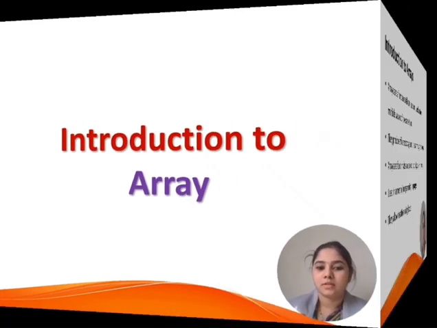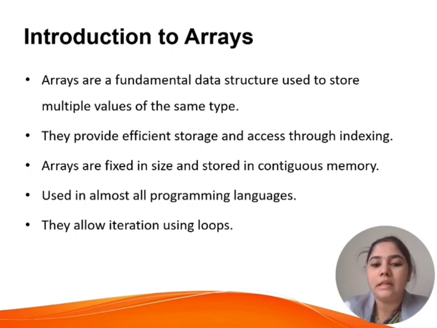So what is an array? An array is a fundamental data structure which is used to store multiple values of the same data type. An array is also a derived data type used to store multiple values, but all the values have to belong to the same data type. Either it could be integer, float, or character. The mixing of different data types is not allowed in arrays.